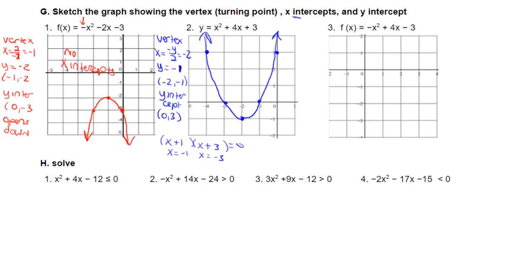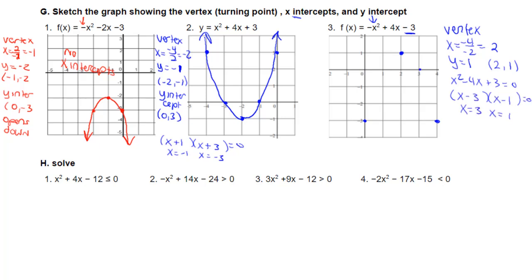And then looking at number 3, this guy opens down. We figure out its vertex is going to be 2, 1. And now we know the y-intercept is negative 3. So we got these points. And if we graph, or if we factor this really quickly, we find out the x-intercepts are going to be 3 and 1. And then in H, we're going to solve these quadratic inequalities.